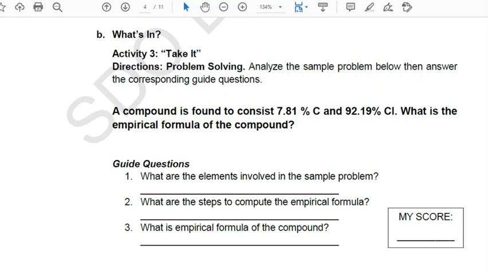What are the steps to compute for the empirical formula? Well, you already have the steps. First, change the percent into grams. Okay, think of it as a 100-gram sample. Next, you have to convert the grams into moles. Then you have to divide the number of moles by the smallest number of moles. Okay, so let's try to work on that.